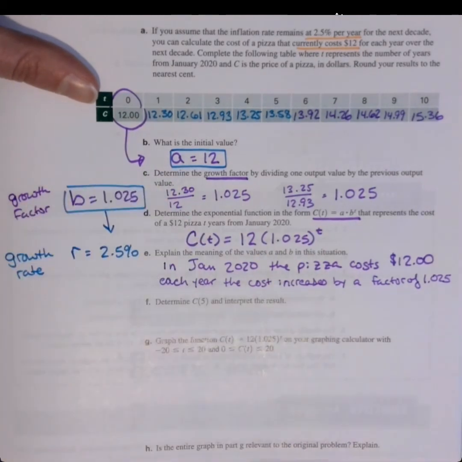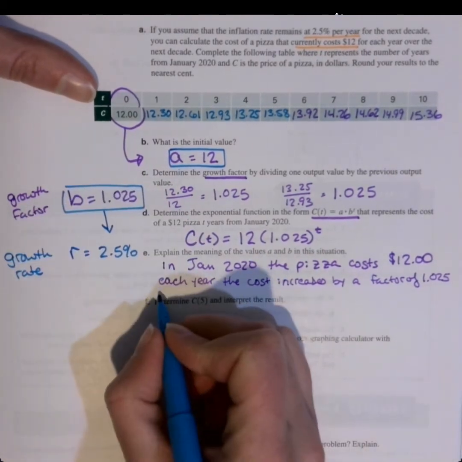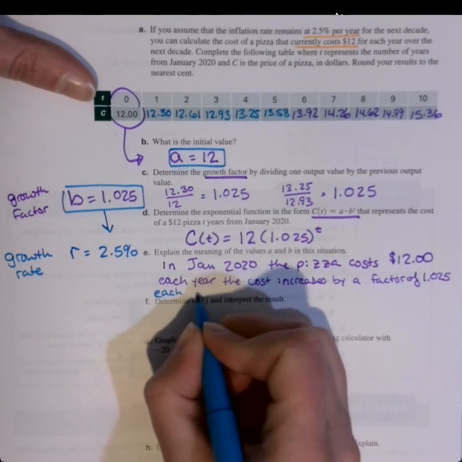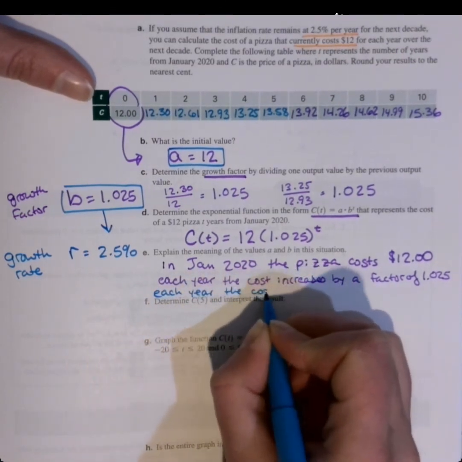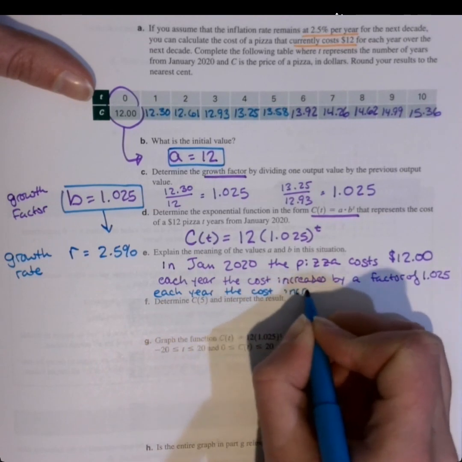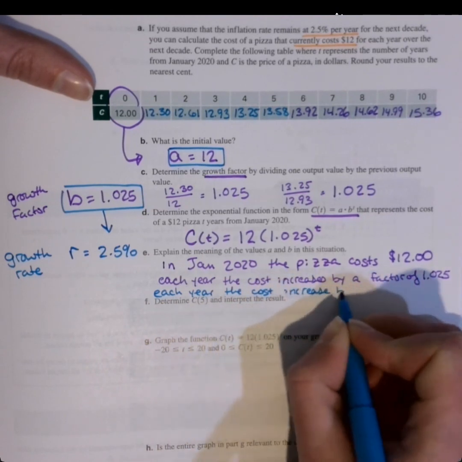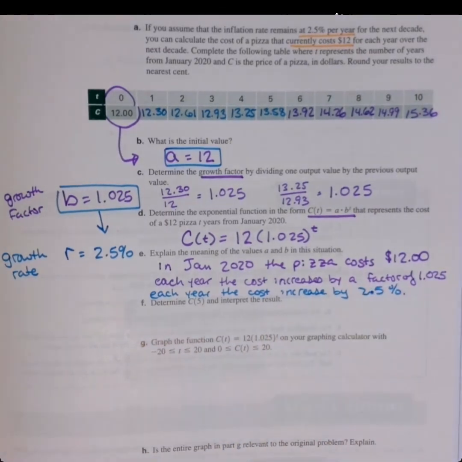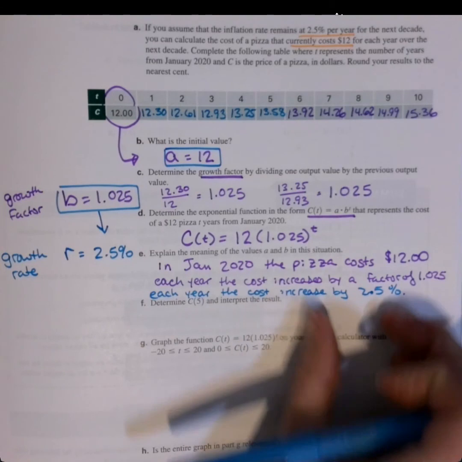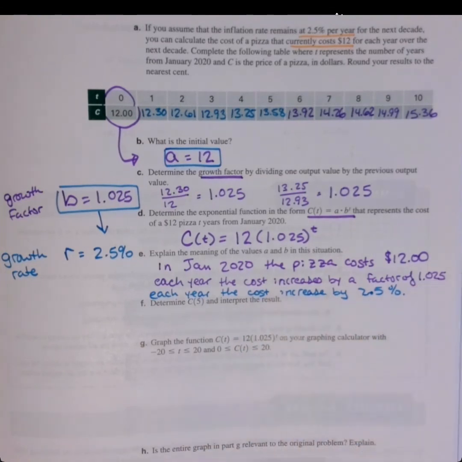If I wanted to explain this in terms of a growth rate, I would say each year the cost increases by 2.5%. Or I might have phrased that backwards and said the cost increases by 2.5% per year. And that's actually how I would more traditionally say it. I would put the per year or the each year at the end. Usually, I just kind of mimicked what I had right here as well.